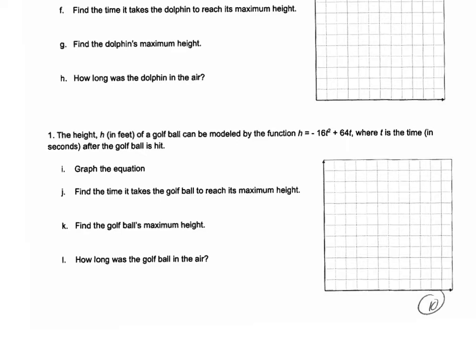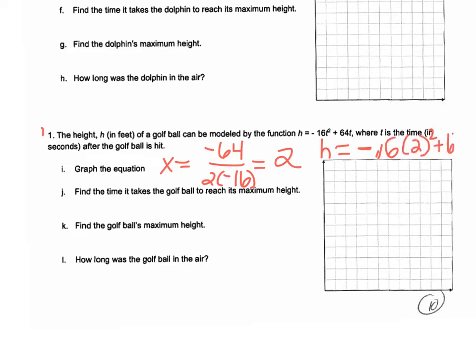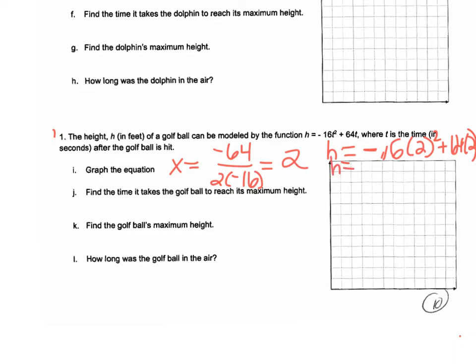On page 10 at the bottom, it says number 1, it really probably should have been number 3. We are going to do the problem with a golf ball that's been hit up into the air. They want me to graph my equation. So I need to start with finding the vertex by doing opposite of b over 2a. That gives me +2. Then I plug in 2 for t to get -16 times 2 squared plus 64 times 2, which gives me a height of 64.